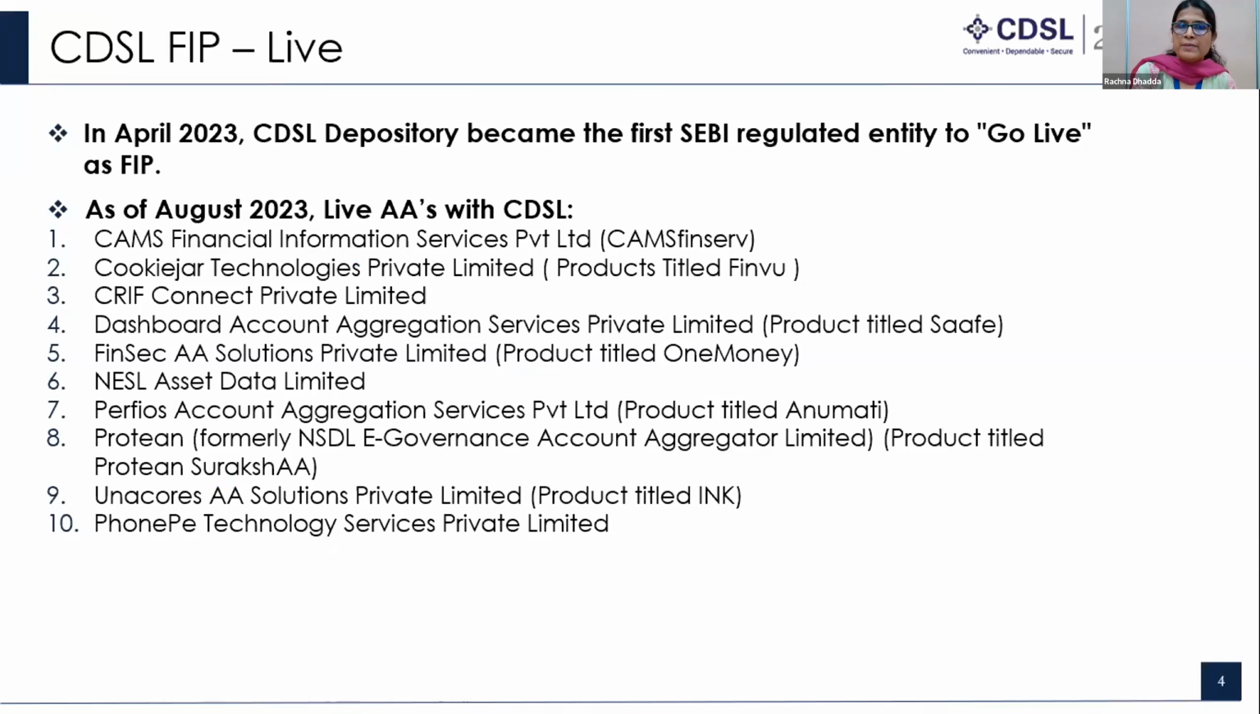From the CDSL FIP side, CDSL Depository became the first SEBI regulated entity to go live as a FIP, financial information provider. Other financial information providers, as we have seen, like insurance, pension fund, and recently GSTN, have gone live also on the AA ecosystem. Also, the list of the live AAs with CDSL, we have seen a lot of requests coming from these AAs. And this month, we have seen significant jump in financial information being sought through AA after we went live in April. And I think that Ruchi also shared in her presentation.